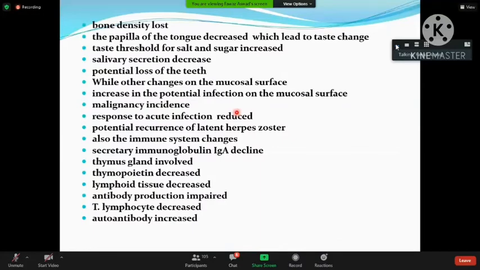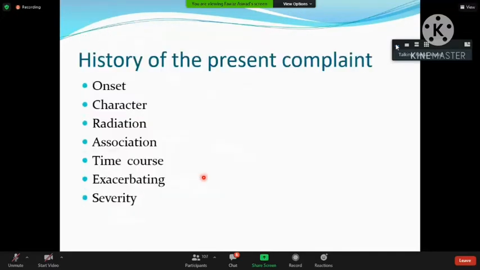Other changes which occur include the immunological status, as we talked about: IgA, the thymus, thymoprotein, lymph node tissue, and antibody production, in addition to T lymphocytes, and autoantibodies are also going to be increased.